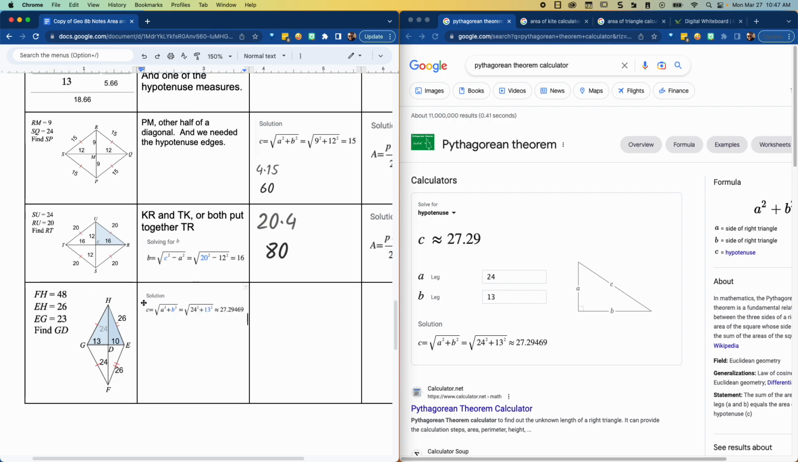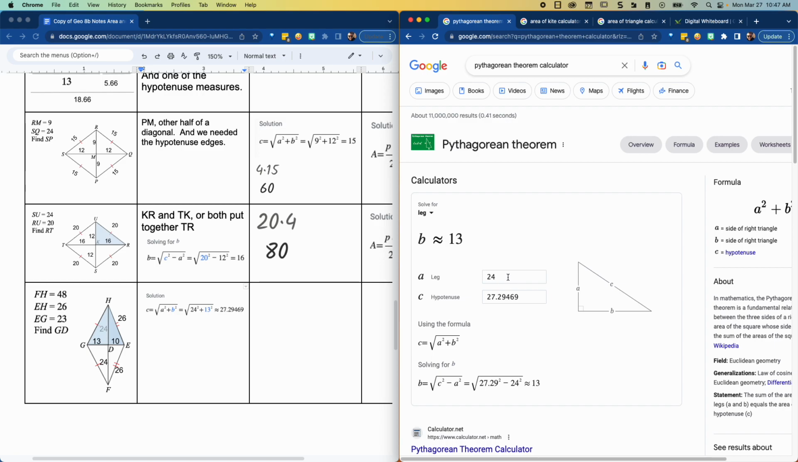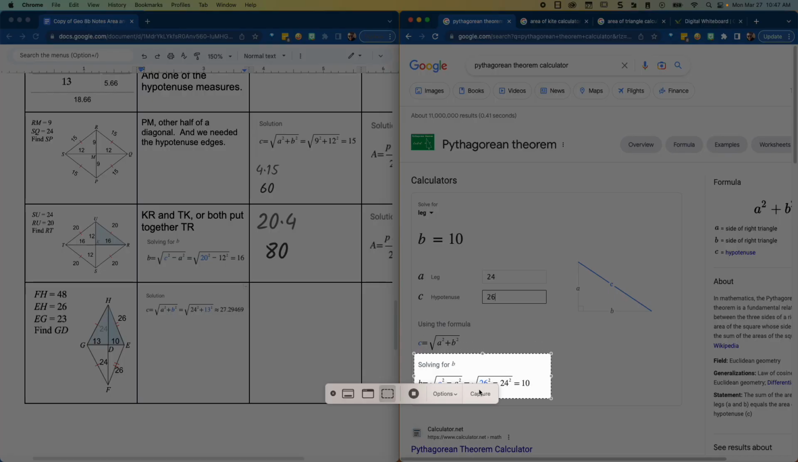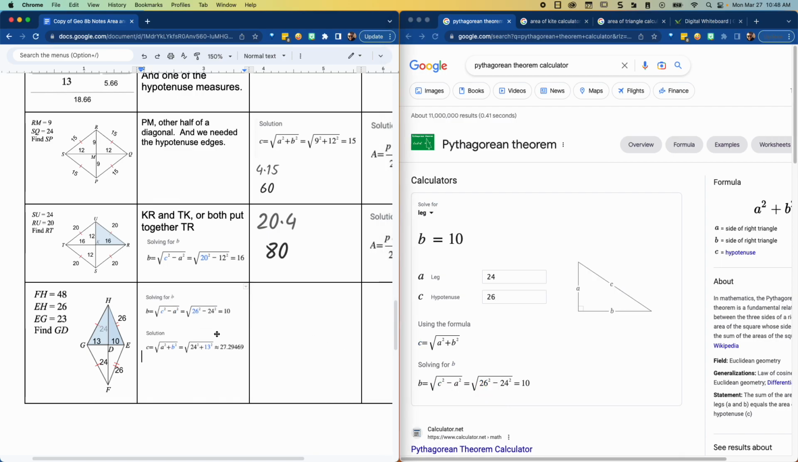So now I have some calculations in here. The other one that we did was 26 and 10. Or 26 and 24. That was when we had 24 and 26. So what things were we solving for? We were finding part of the diagonal, and also the hypotenuse HG and GF.